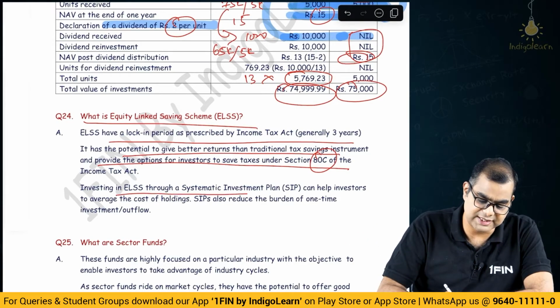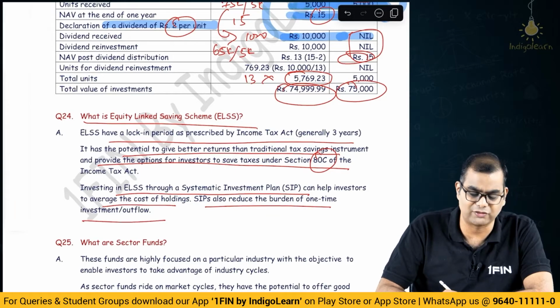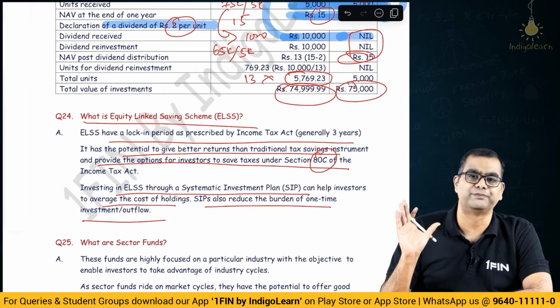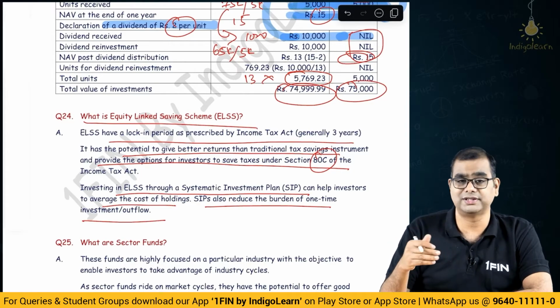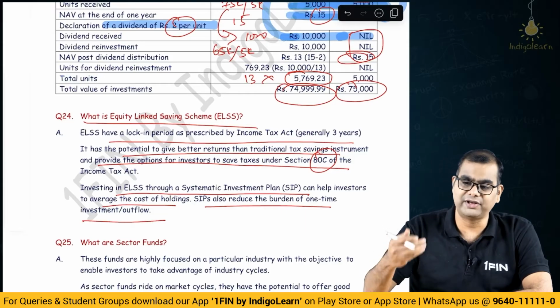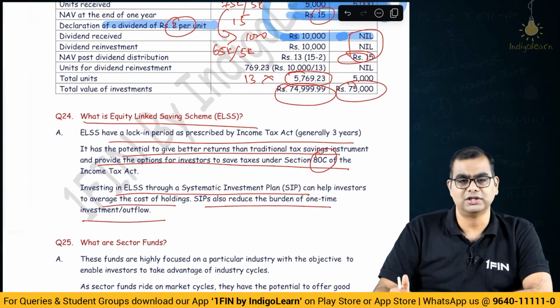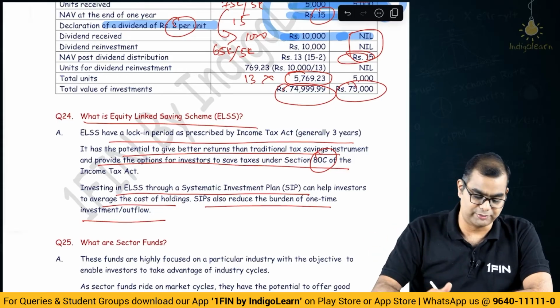Investing in ELSS through a SIP can help investors to average the cost of holdings, and SIPs also reduce the burden of one-time outflow. SIP is systematic investment plan. So you systematically every month you buy something. That is called as a systematic investment plan. There is something called systematic withdrawal plan. That is every month systematically you sell 100 units of the mutual fund scheme that you hold. So you can have both SIP or SWP.